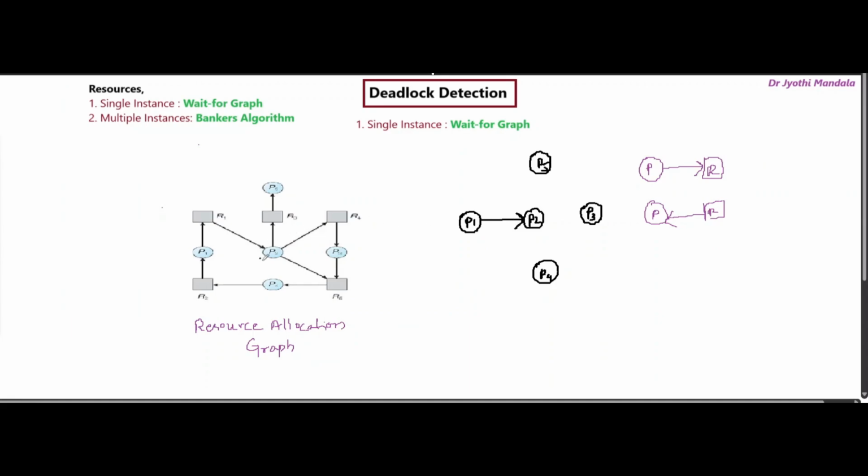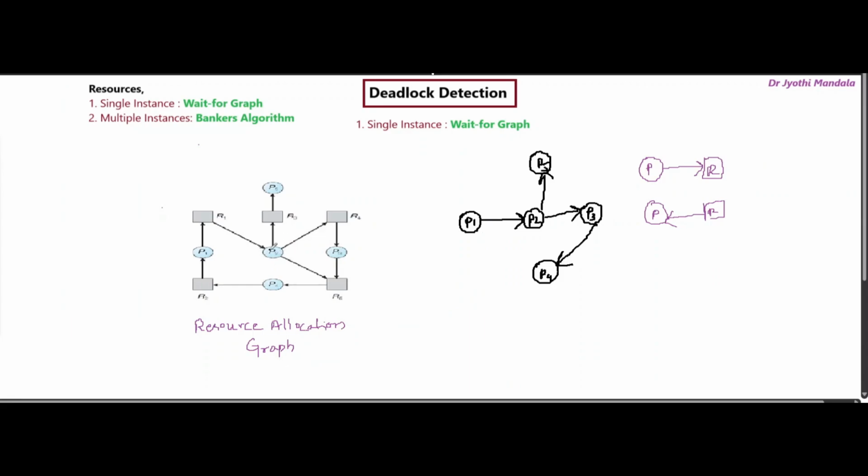Similarly, you can see here P2 is waiting for P5 to release this resource. So we can have an edge between P2 and P5. I hope you all could able to draw these edges. Similarly, P2 is waiting for a resource which is under the control of P3. So that means we need to draw an edge between these two. Similarly, P3 is waiting for a resource which is under the control of P4. So we need to have an edge like this also.